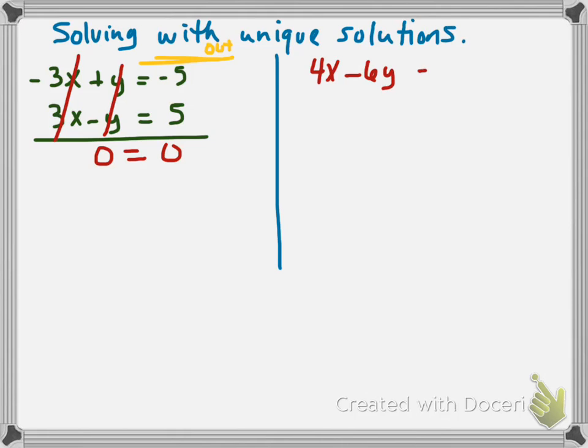4x minus 6y is equal to 6. The second one, negative 4x plus 6y is equal to 10.